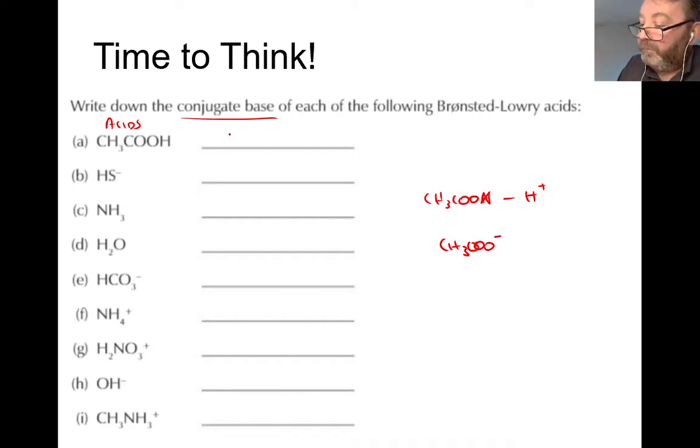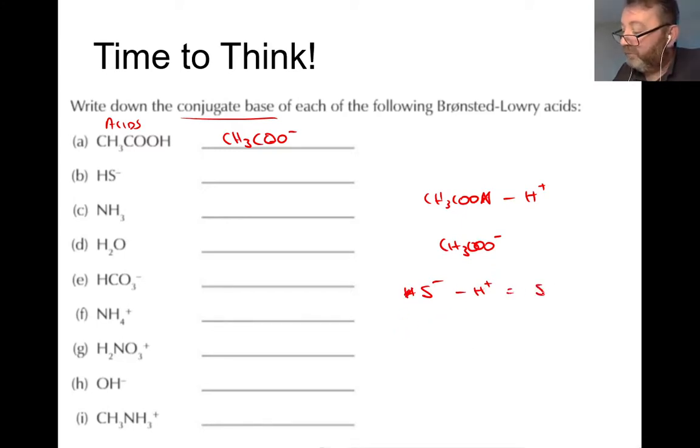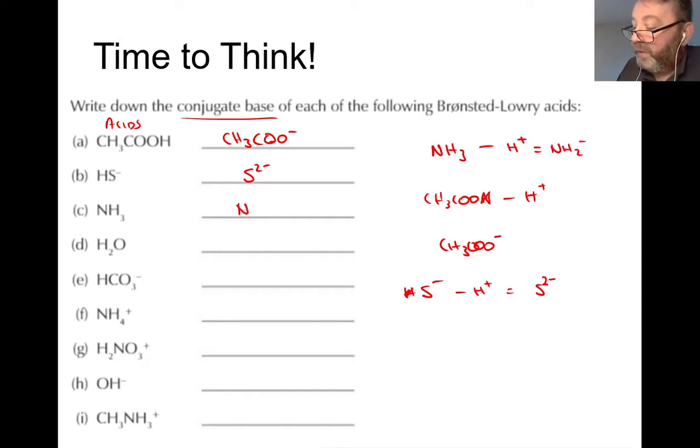So the answer to the first one is CH3COO-. HS-: if I lose or donate a proton, first of all, that hydrogen will go, leaving me with S, but the amount of negatives will increase by 1, so you get S2-. NH3: it donates a proton. What does it become? First of all, it becomes NH2, because it's lost a proton, with a negative charge. So NH2-, and so on and so forth for the rest of them.